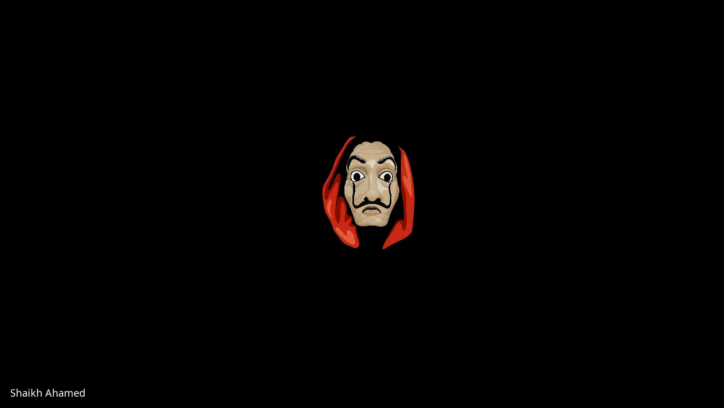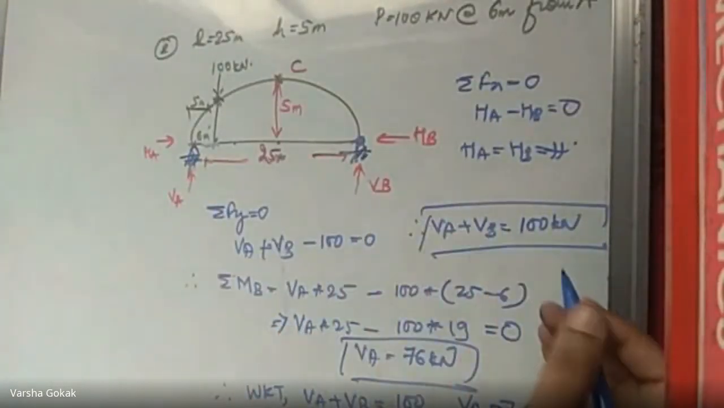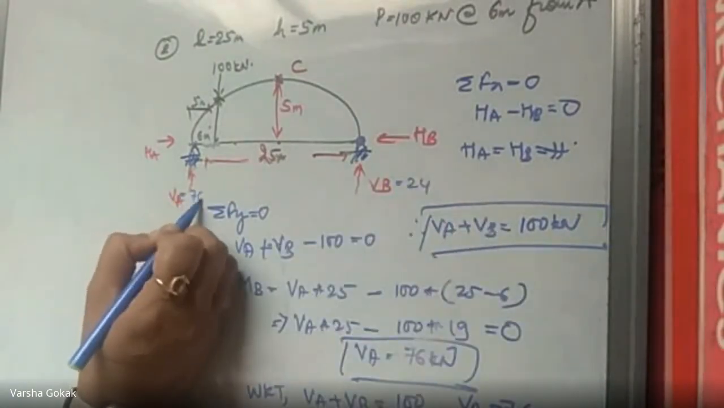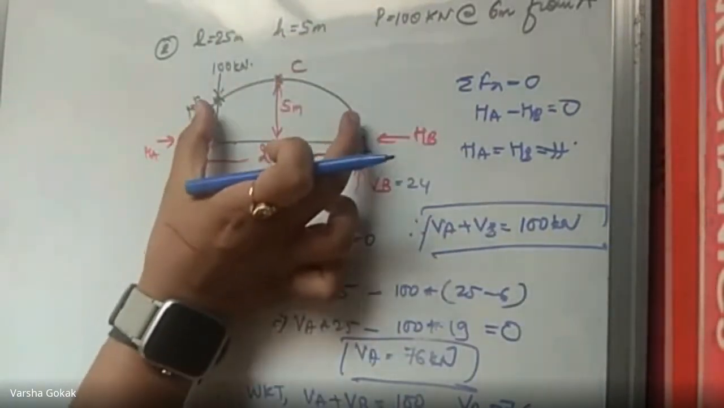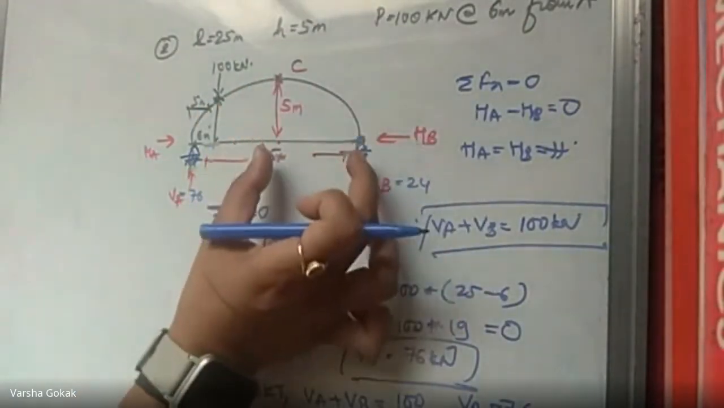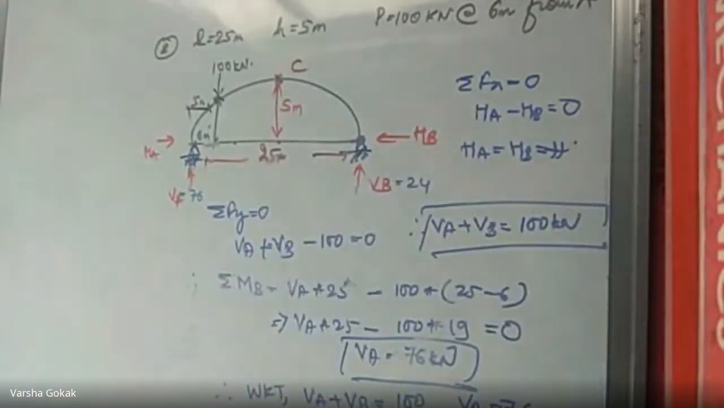Right side. You want to take right side? Okay, no problem. So right side, VB was your value 24. VA was how much? VA 76. So it is VB into this distance. That is VB into 12.5 anti-clockwise and plus H into 5 is equal to 0.